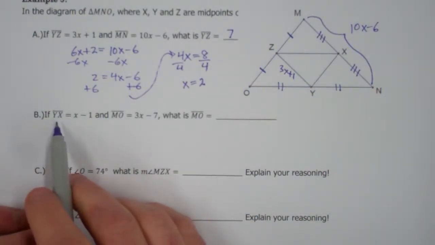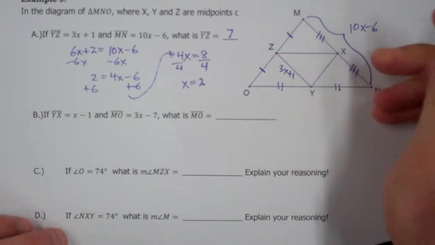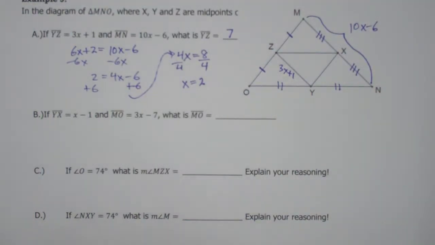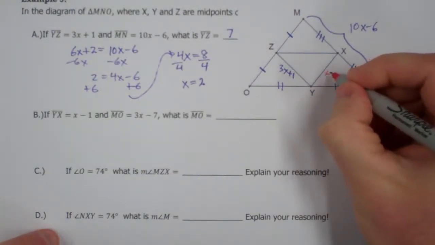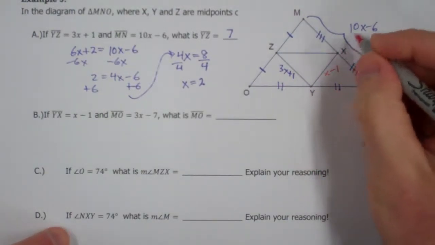we're told here that YX now, so that's this piece over here, and maybe I should do this in a different color because it's going to get kind of confusing. So stand by here while I get a different color out. YX is x minus 1, so that's this piece right here.